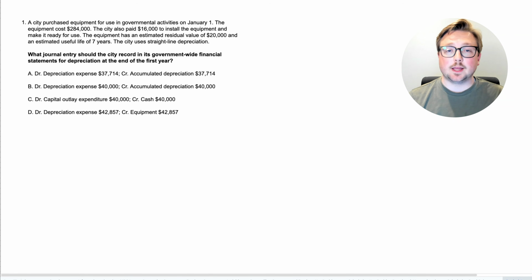Something I always like to point out is you want to read the last sentence of the question first, because it gives you context for what the question is even about. So let's do that. What journal entry should the city record in its government-wide financial statements for depreciation at the end of the first year? Let's go up to the top. A city purchased equipment for use in governmental activities on January 1st. The equipment cost is $284,000. The city also paid $16,000 to install the equipment and make it ready for use. The equipment has an estimated residual value of $20,000 and an estimated useful life of 7 years, and the city uses straight-line depreciation. So what is going to be the depreciation that they record at the end of the year?